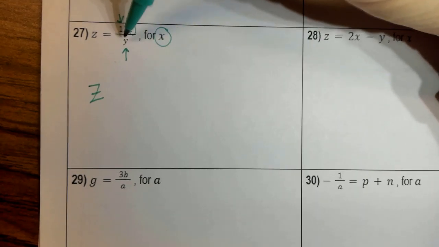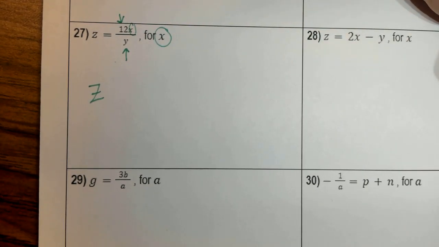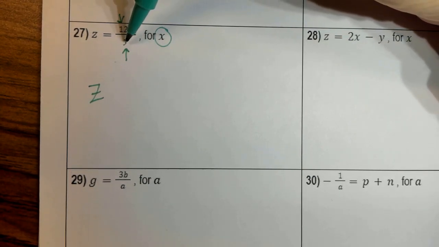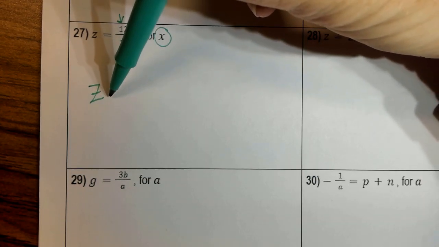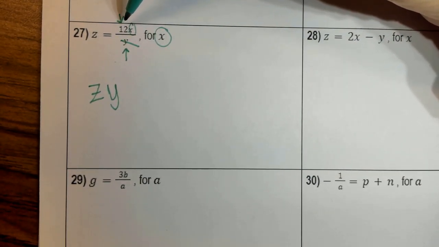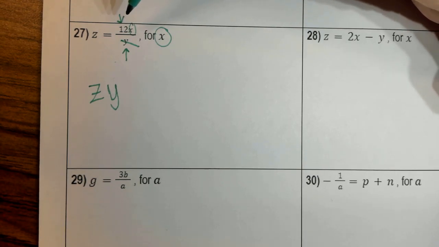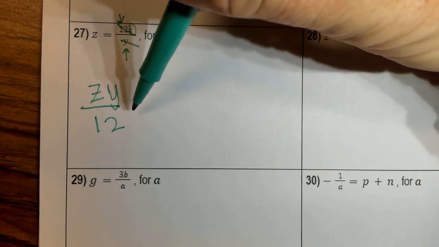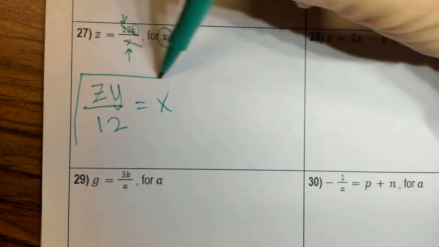So I need to get rid of these two, or not, I'm sorry, not get rid of, move. I need to move them. I'm not getting rid of anything. So instead of divided by y, when I move it, it becomes times y, or multiply. And then 12 times x, right? 12x is 12 times x. Instead of times, I'm going to divide by 12. And then I'm left with just equals x.